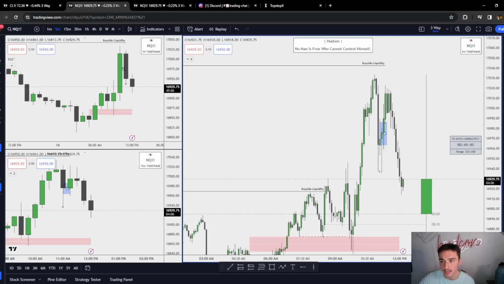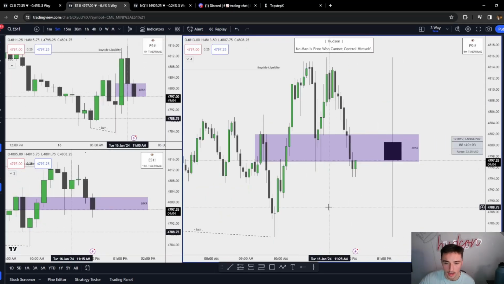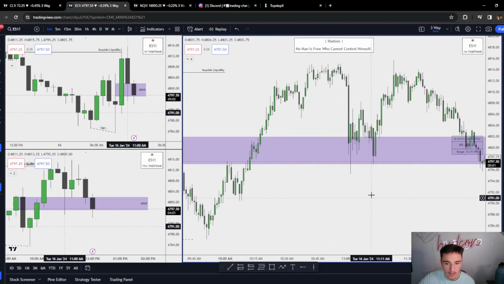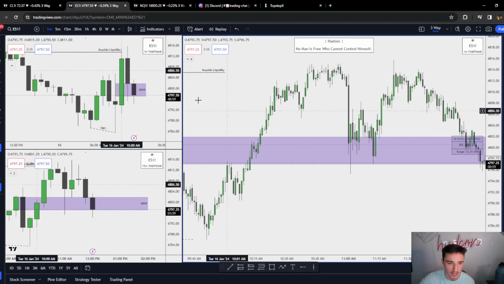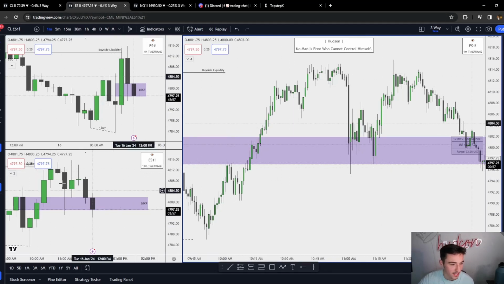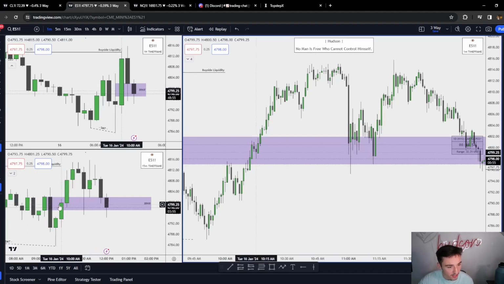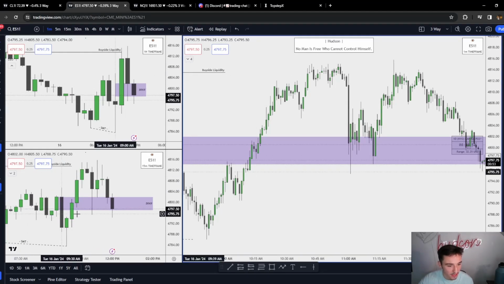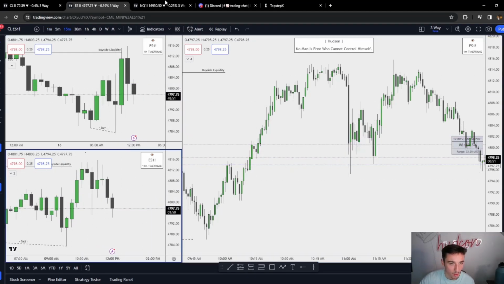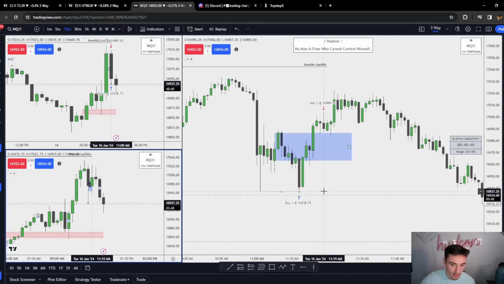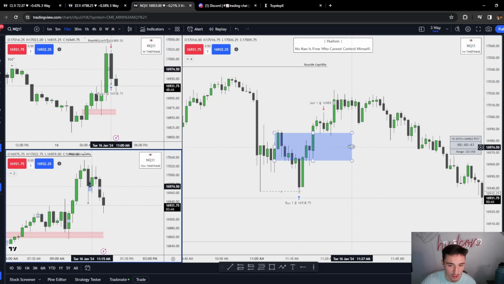And if we take a look at the ES right here, we see that we formed that SMT. Why is it a high probability SMT? Because we're in a higher time frame PD array, the 15-minute imbalance and 15-minute breaker. So that's why I took the soup. I was expecting higher, and what better way than to turtle soup a low?